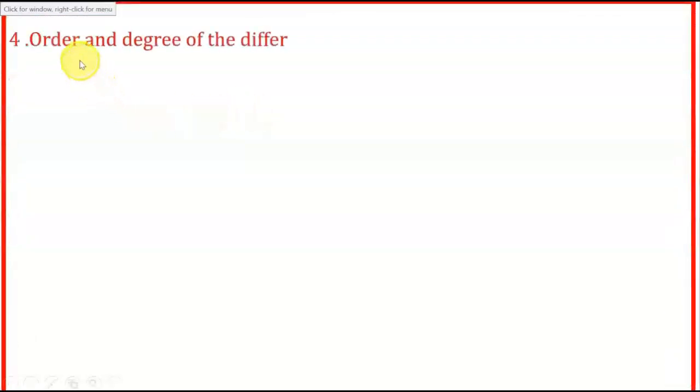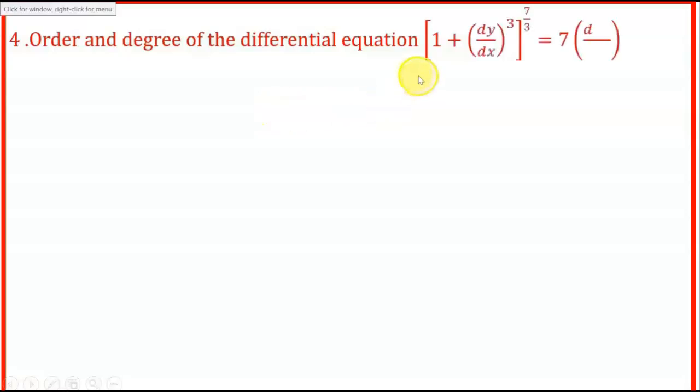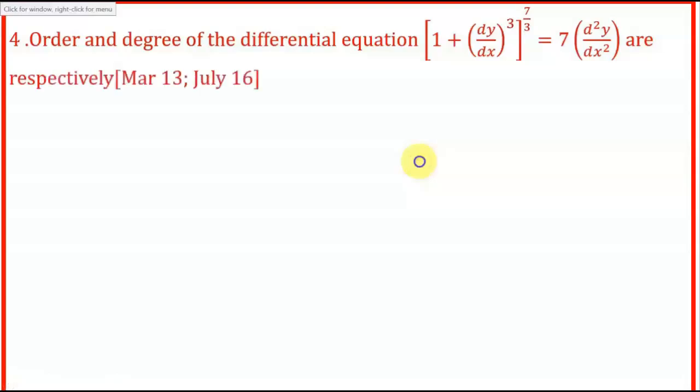Next question. Order and degree of the differential equation [1 plus (dy by dx)^3] raised to 7 by 3 is equal to 7 times d2y by dx square, respectively. Now see this here. The order and degree means what? The first number in the option is the order and the second number is the degree. A is 2, 3, B is 3, 2, C is 2, 2, and D is 3, 3.